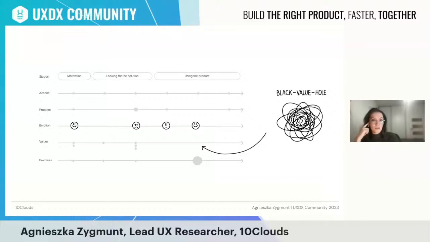And it was a game changer for us, like a jackpot, because we found out that we have a few points in the whole journey where we have really big promises, but we don't have anything when we are talking about values that we are delivering. So we called this the black value hole, but to be honest, it was the best name.